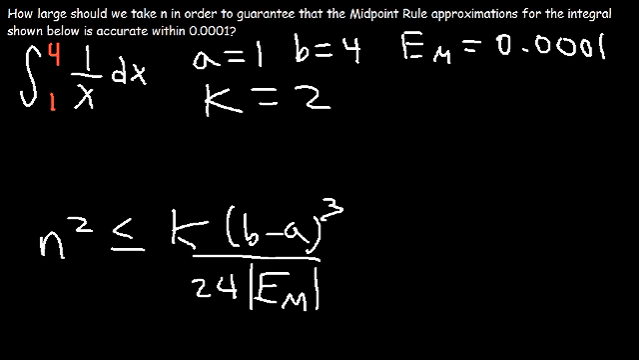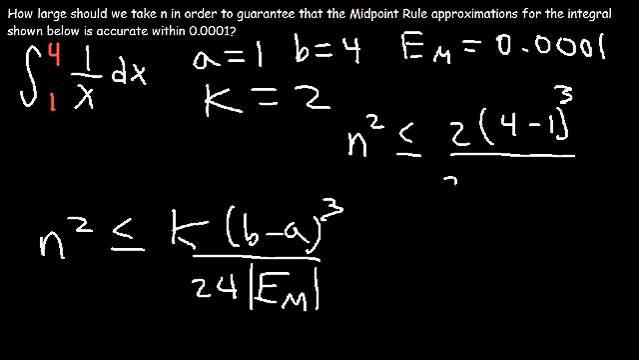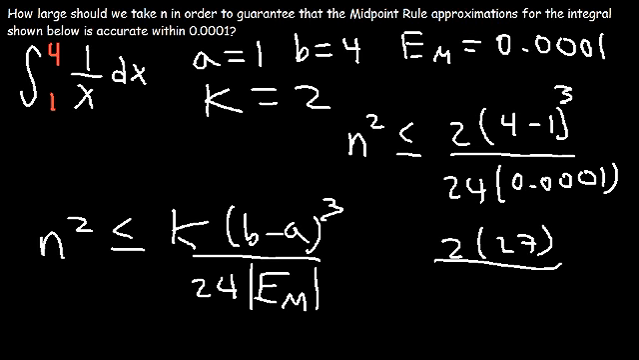So let's plug in the data. N squared is going to be less than or equal to k, which is 2, times b minus a, that's 4 minus 1, raised to the third power, divided by 24 times M, which is 0.0001. 4 minus 1 is 3, and 3 to the third power is 27. 24 times 0.0001 is 0.0024. 2 times 27 is 54, divided by 0.0024.